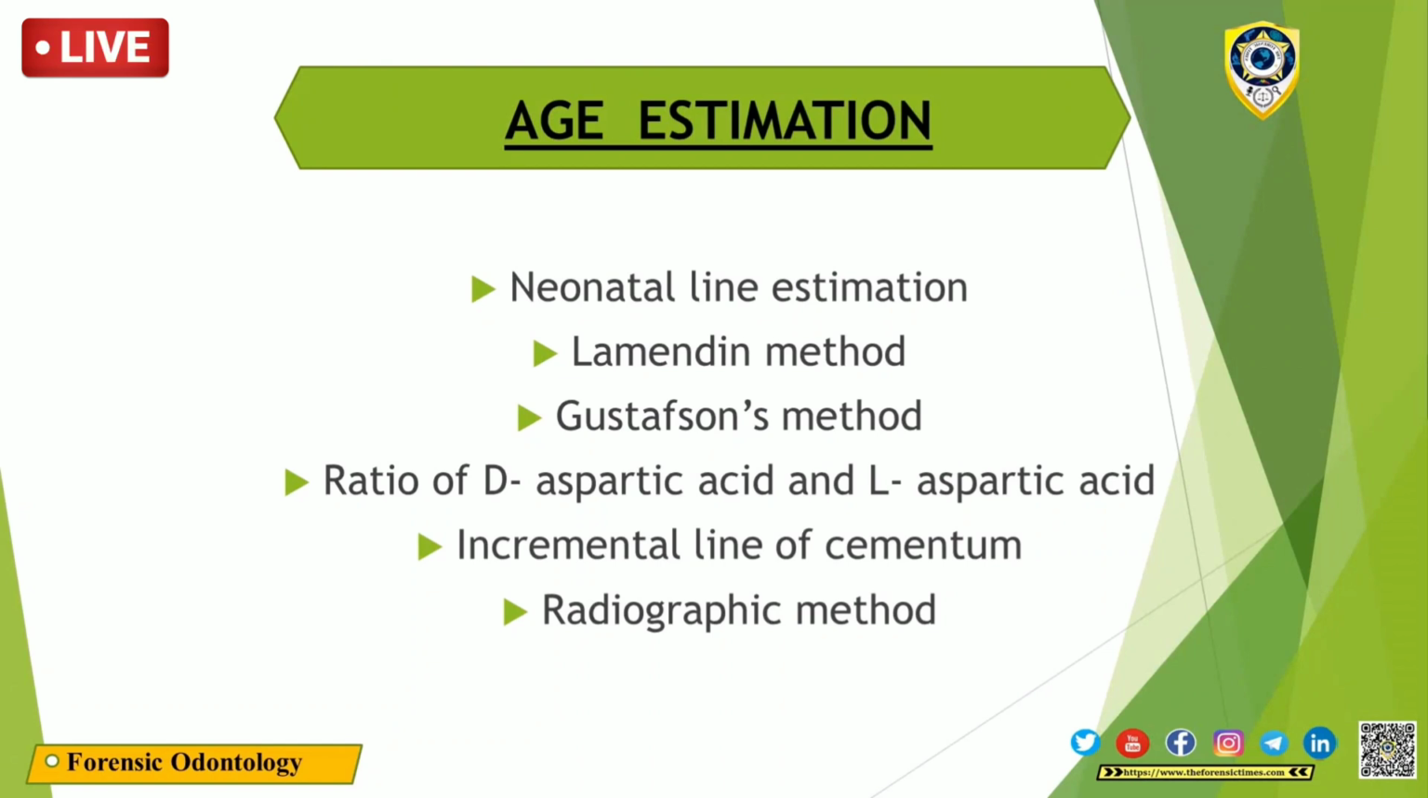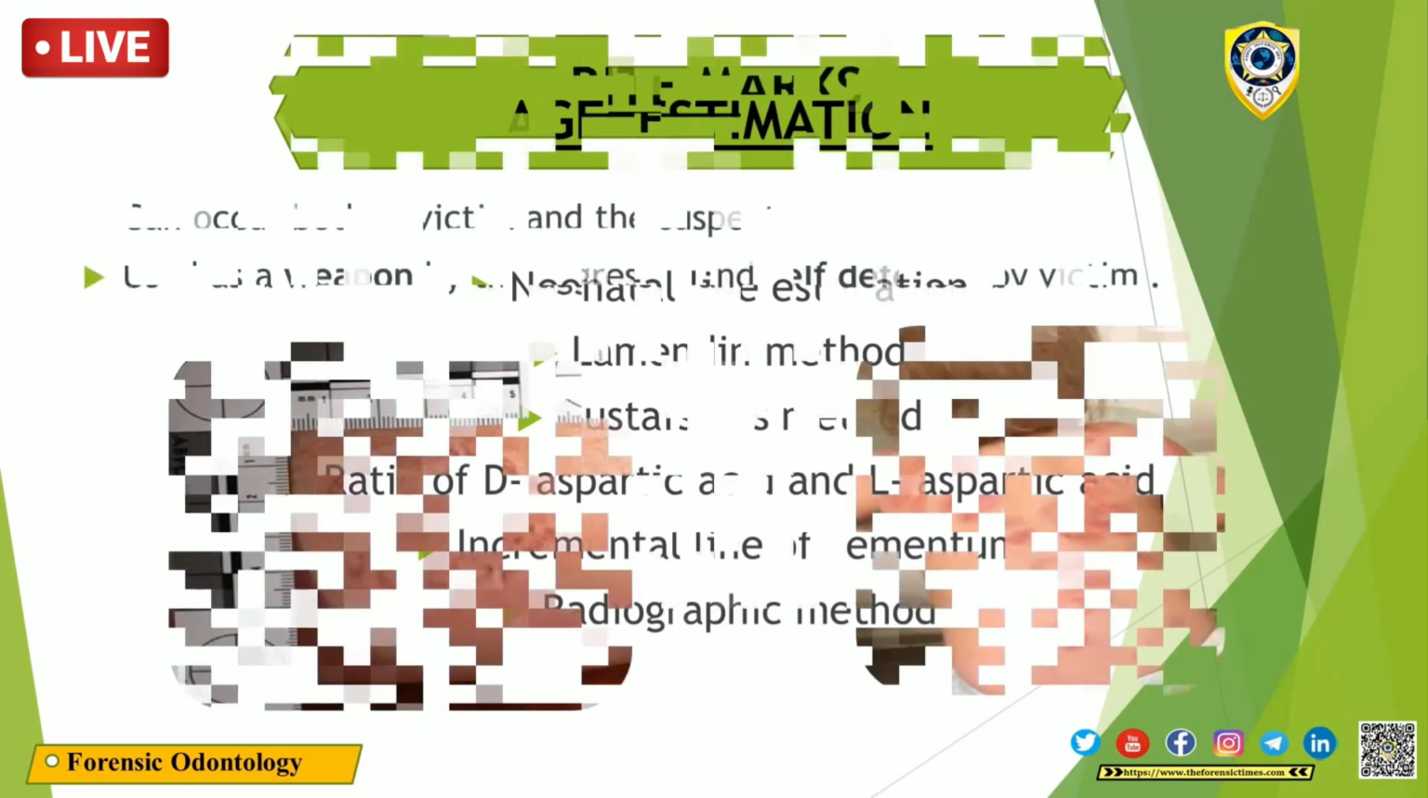Now, how do we determine the age? There are many methods, out of which we shall discuss only two. The neonatal line indicates that it is a live birth, but its absence does not mean that it's a stillbirth, because it can take a few weeks to form. Then we have the Lamendin method, that is looking at the transparency of the teeth, etc.